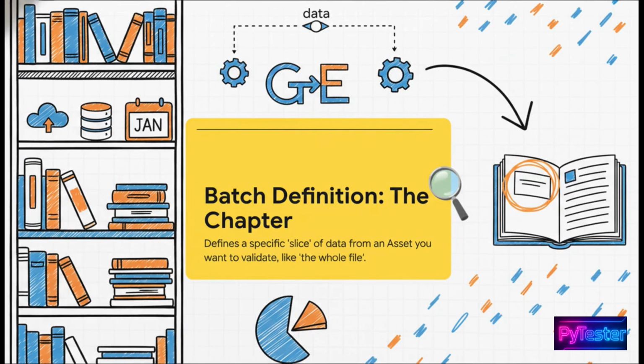And finally, we get down to the batch definition. This is the chapter you want to read from that book. Are you going to read the whole thing, cover to cover? Or are you just interested in the data from, say, January? This is what defines the precise slice of your data asset that gets pulled into a batch to be validated. Library, book, chapter. Makes sense, right?